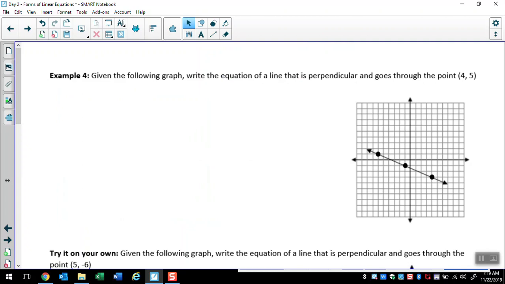This time we're going to do perpendicular lines. Given the following graph, write the equation of a line that is perpendicular and goes through this point. So here we have a graph, and they want us to come up with the equation of a line that is perpendicular to that. Now that's not going to be the exact line, but that's essentially what we're looking for, okay? But my line has to be able to go through this point here.